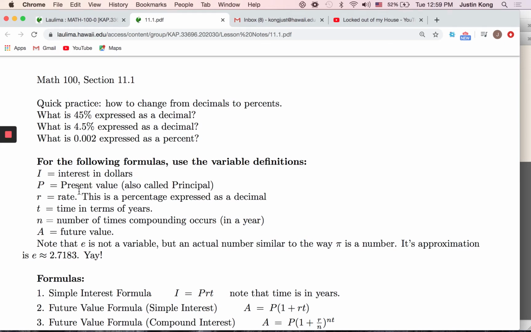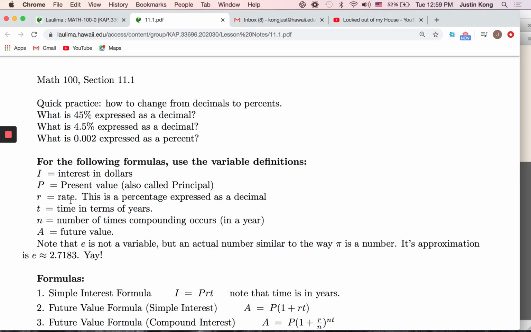Okay, P. P is the present value. Present value means this number that you start with. If you're buying something, the number will be the cost, the list cost before any interest is added on. If it's working in your advantage and you're lending money, then it would be the amount of money that you lend. We also call it the principal, but either way, P for present value or P for principal works. Okay, R is the rate.